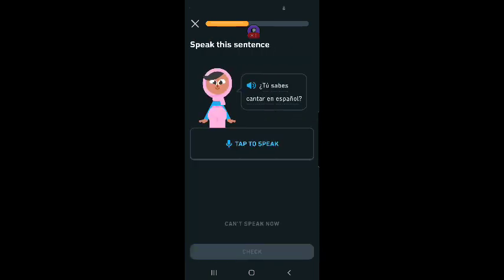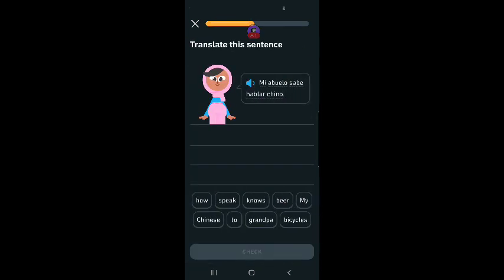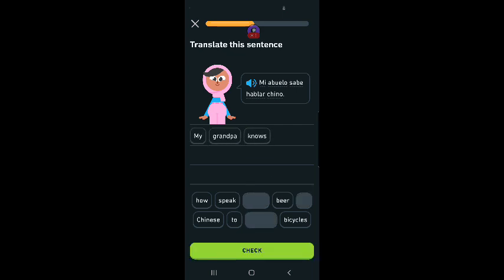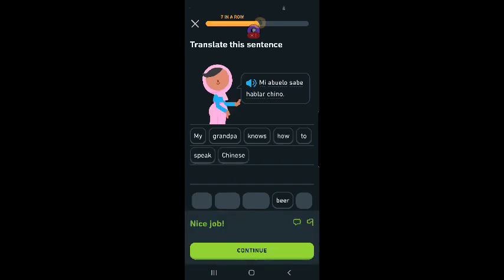¿Tú sabes cantar en español? Mi abuelo sabe hablar chino. My grandpa knows how to speak Chinese. Mi abuelo sabe hablar chino.